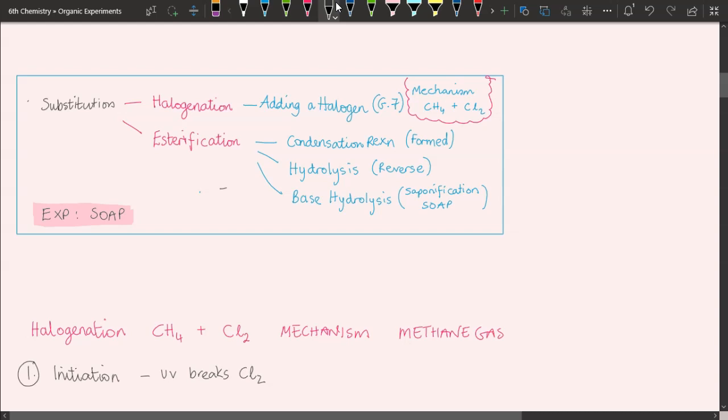There are 3 parts to esterification. There's a condensation reaction, in other words, where an ester is formed via condensation. You have the reverse of that, which is hydrolysis. And then if you do the reverse again, except you do a base hydrolysis, in other words, you do the hydrolysis in the presence of a base like sodium hydroxide, you end up producing soap, which is saponification. So there are the 3 parts to esterification. We're going to look at each one of these in turn.